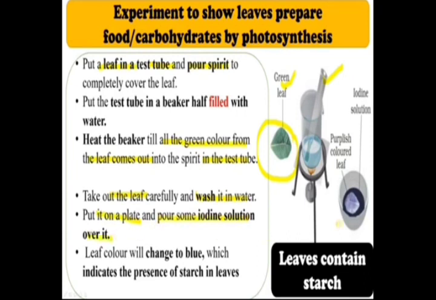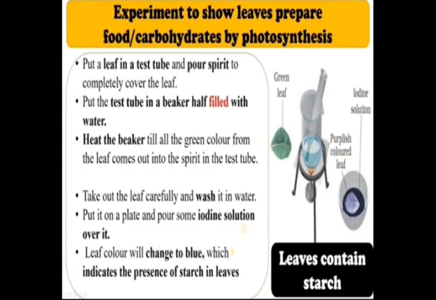You have to pour the iodine solution, and at that time you can see that the color turns blue, which confirms that it contains starch. The leaf contains starch. This test can be performed in order to prove the presence of starch in the leaves. So the leaf is preparing food. This activity will tell you that the leaf contains starch. The leaf is the kitchen of the plant. The leaf will prepare starch.